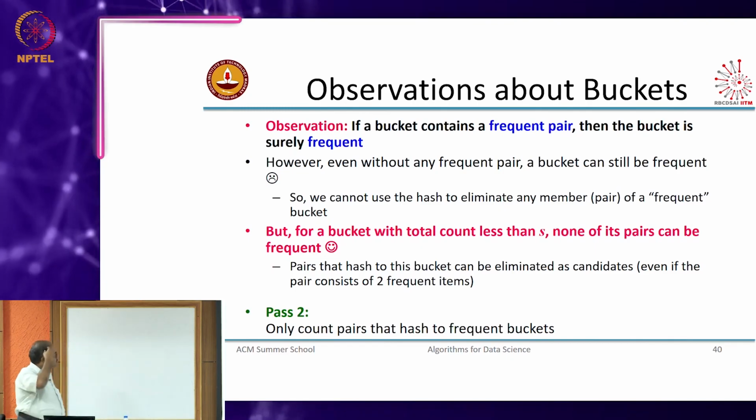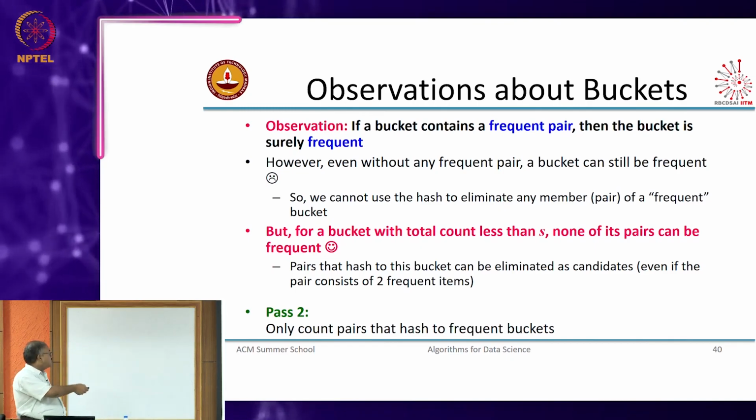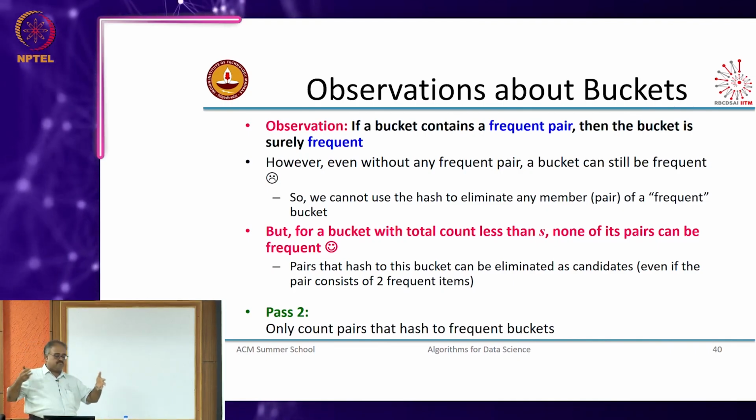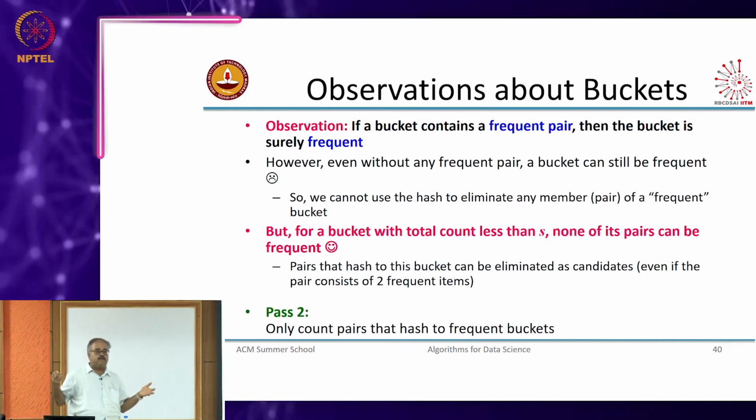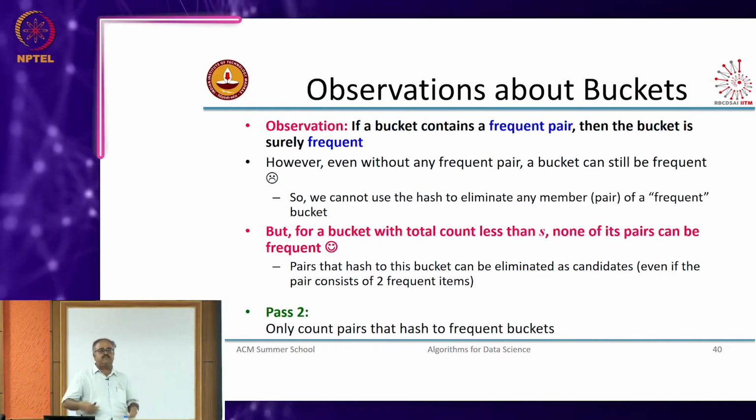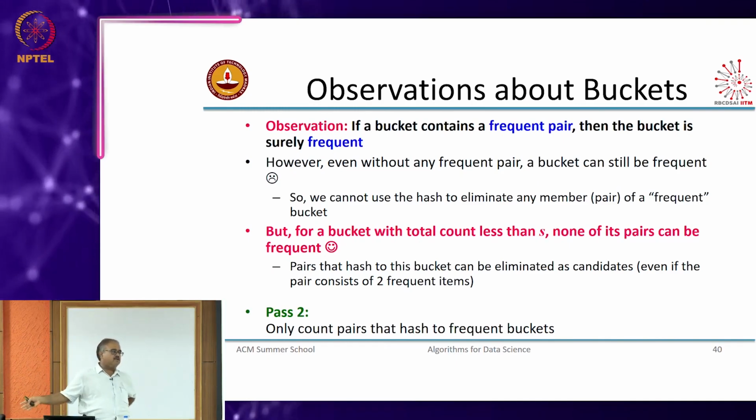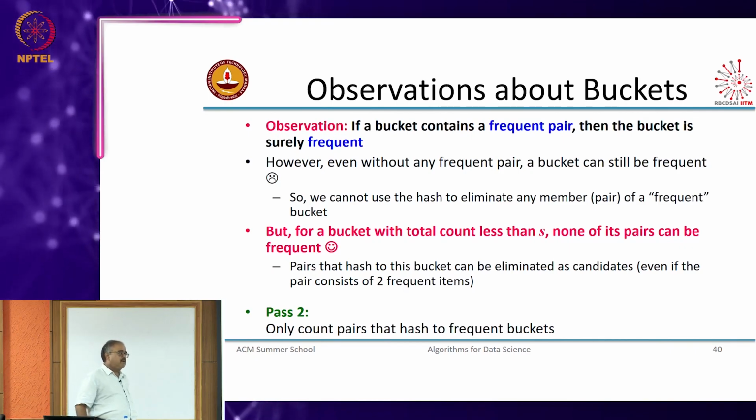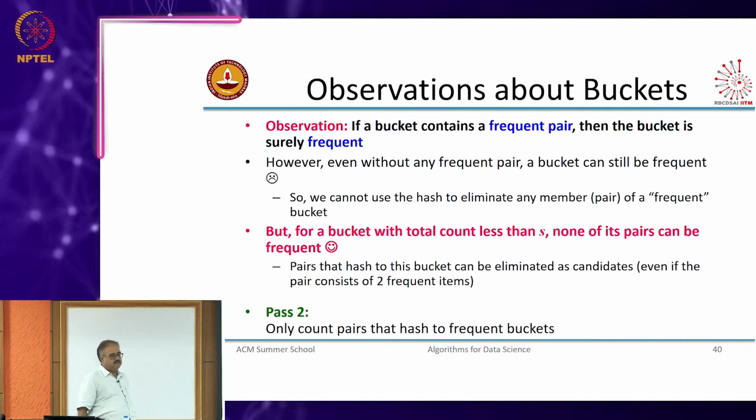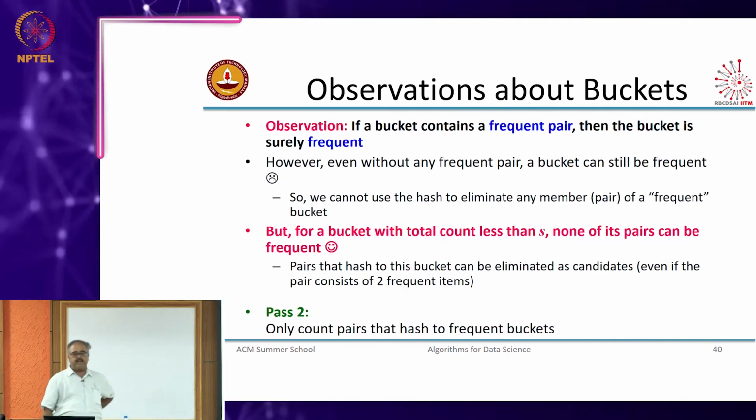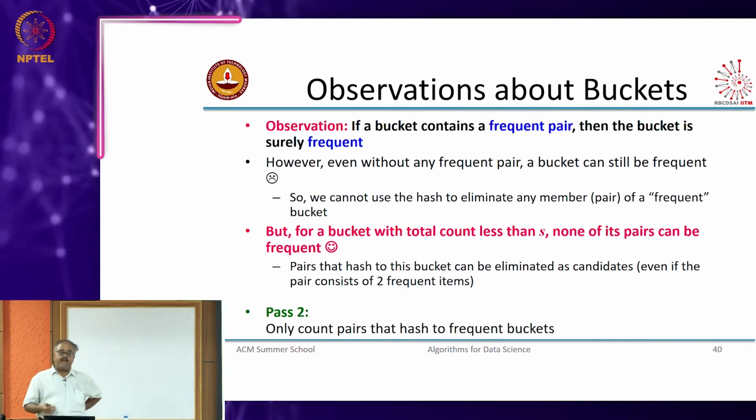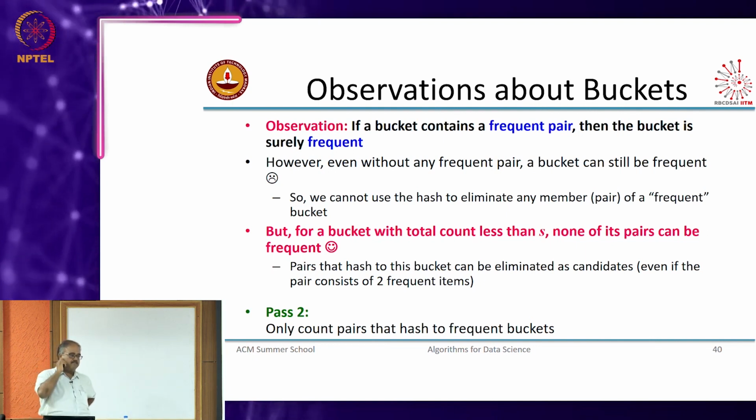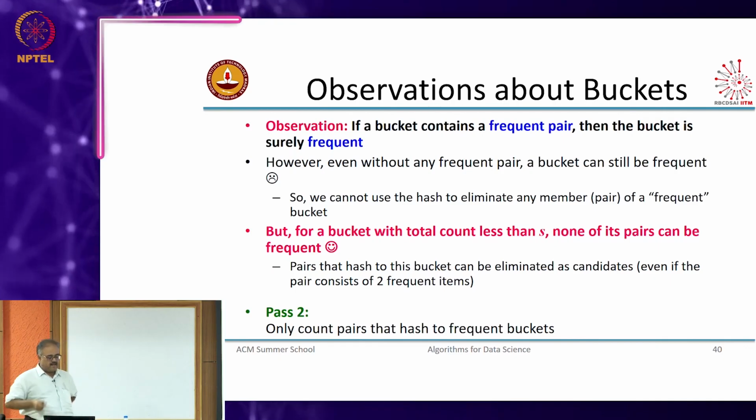But the problem is, this is not the only condition when it is frequent. Suppose there are like 300 items, none of which are frequent, all of which happen to hash to the same bucket, and when you add up their counts across all of these, it might end up going above the threshold. So the bucket will end up being a frequent bucket, while none of the pairs that individually hash to that bucket are frequent. That makes sense? So that can happen.